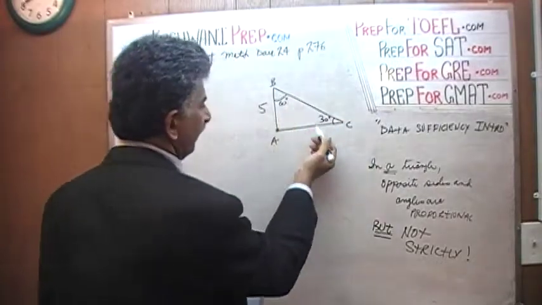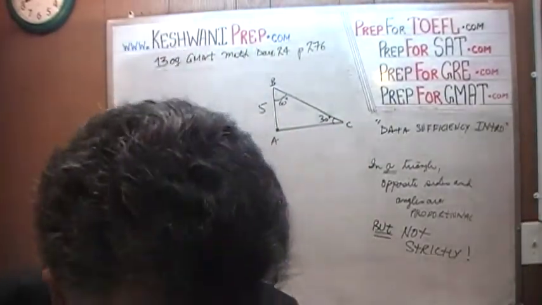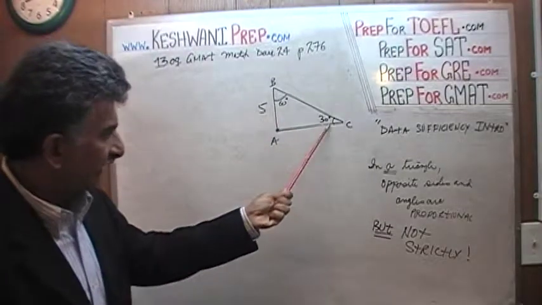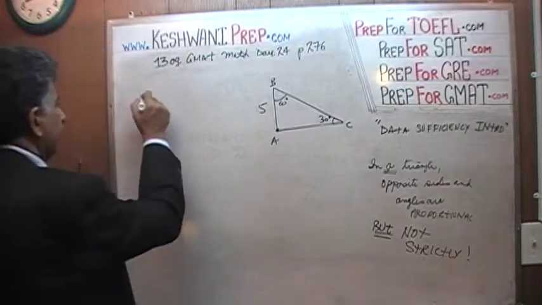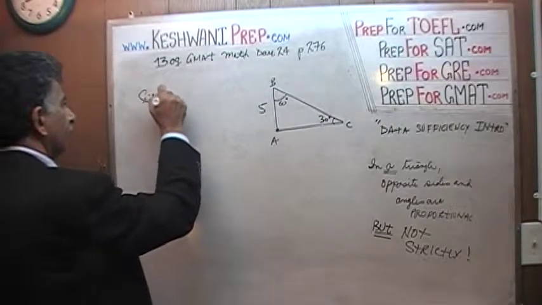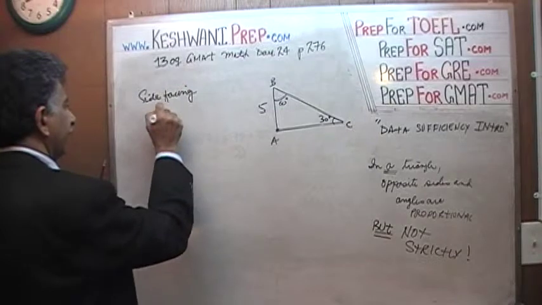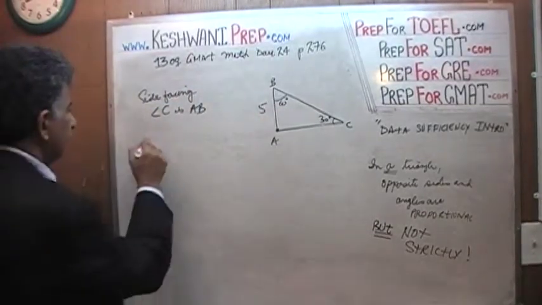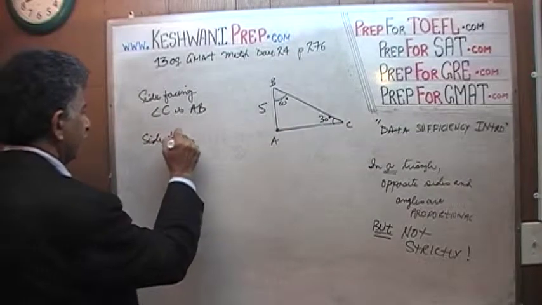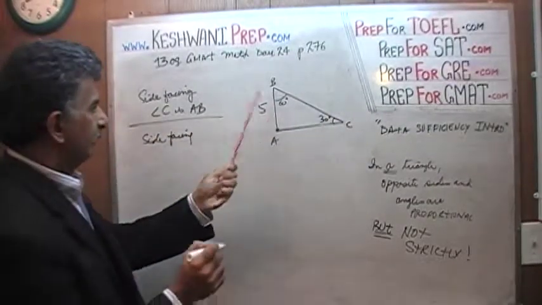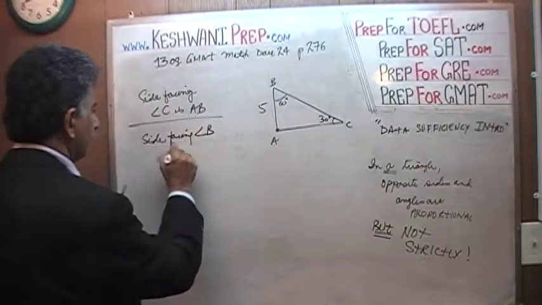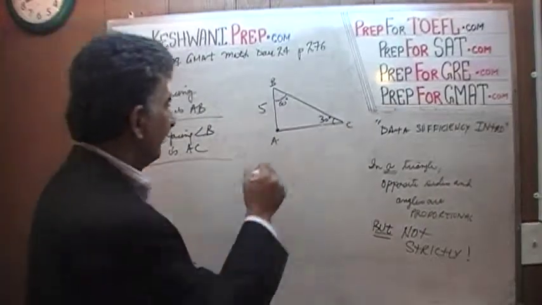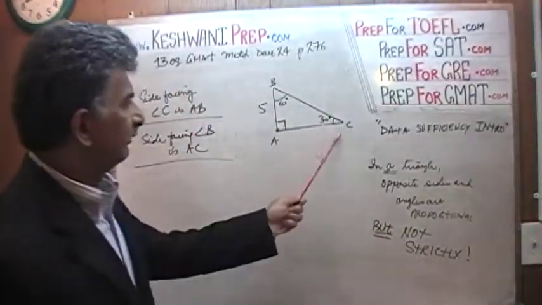if the side facing the 30 degrees, listen carefully, if the side facing the 30 degree was 5, side facing angle C, that's how we say, side facing angle C is AB. The side facing angle B is AC. And similarly, the side facing angle A, which is 90 degrees, is BC, B to C.